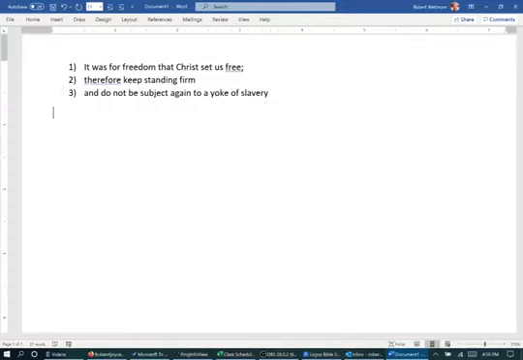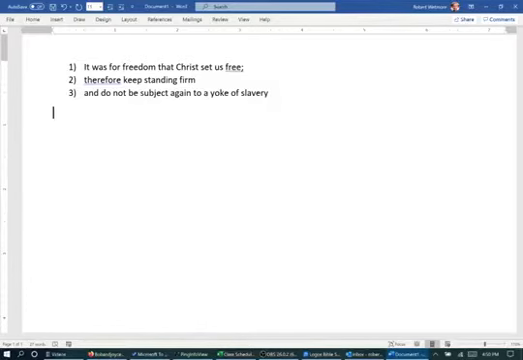Well, a command is when, in a sentence, the writer tells the readers to do something or to stop doing something. So the first sentence, is he telling us to do something or to stop doing something? Not directly, no. It was for freedom that Christ set us free. That's information. Therefore, keep standing firm. Is he telling us to do something or to stop doing something? Well, yeah, it's a direct command.